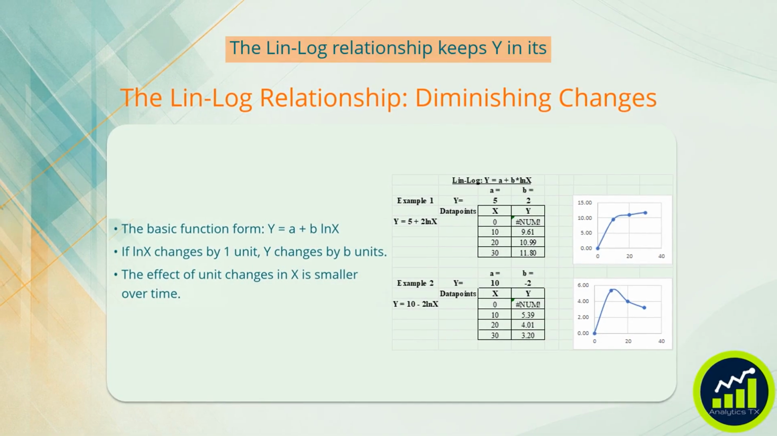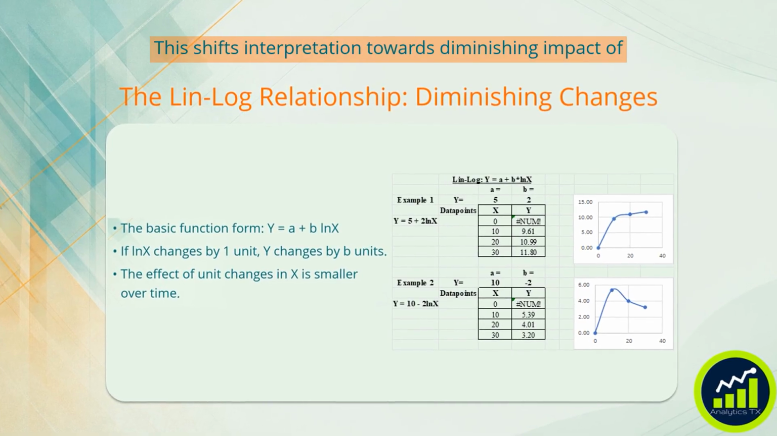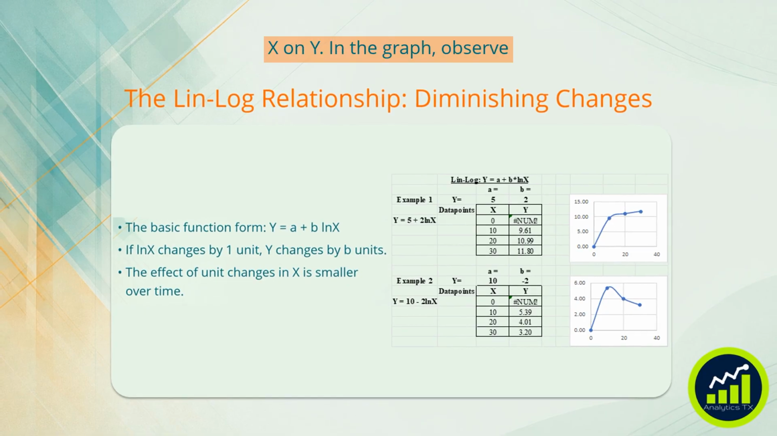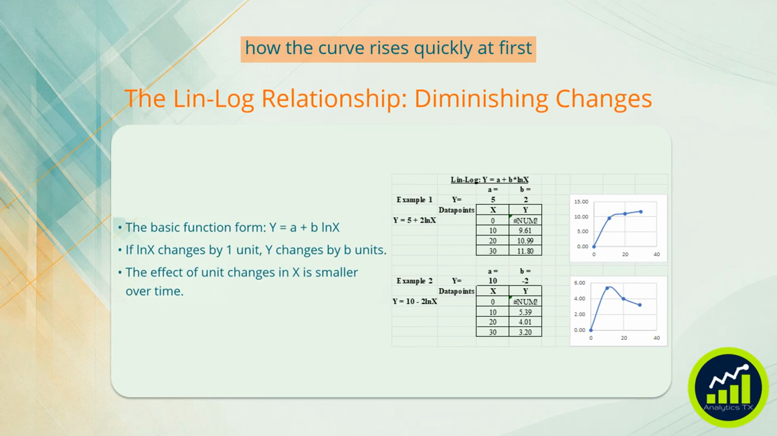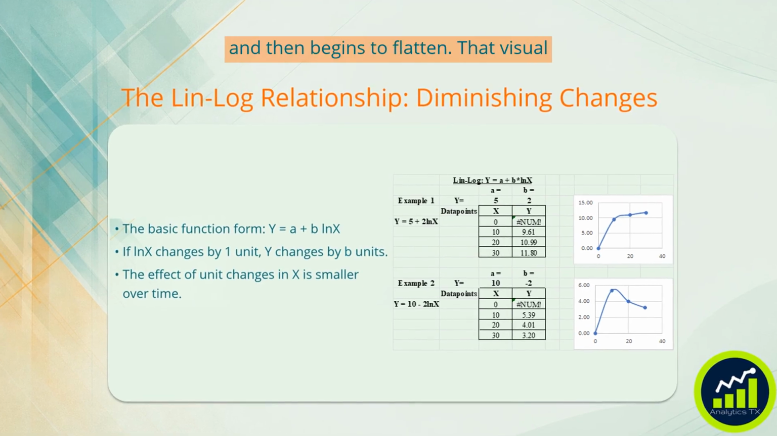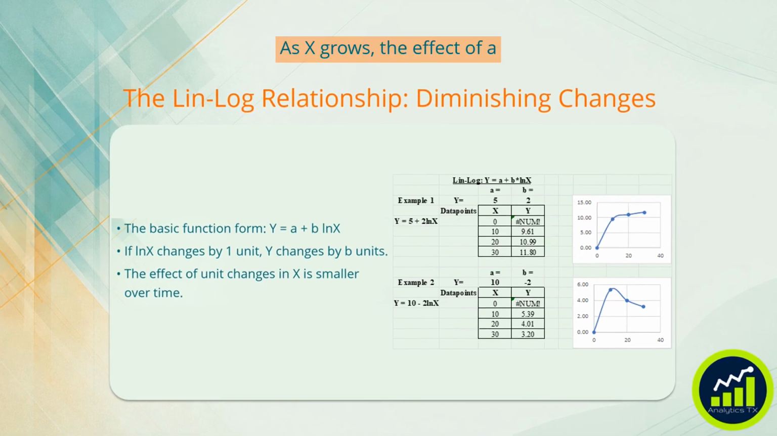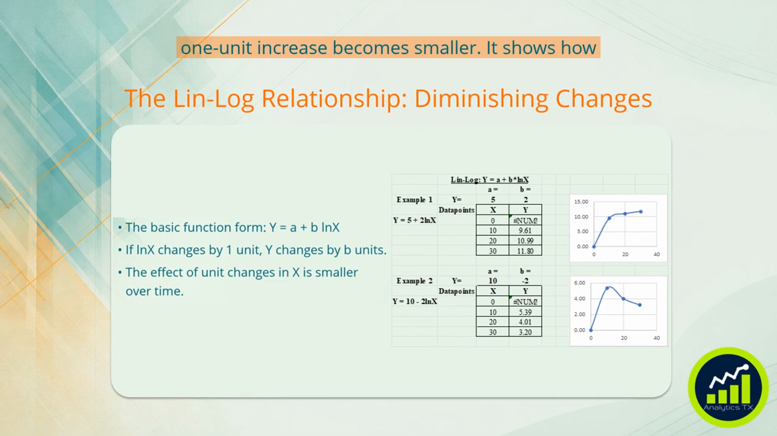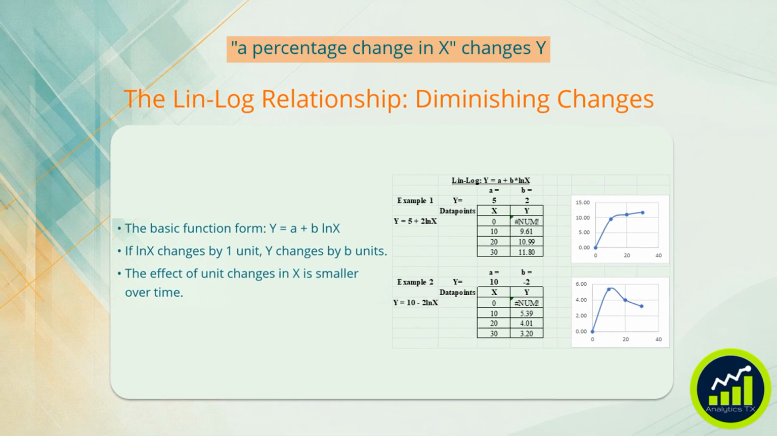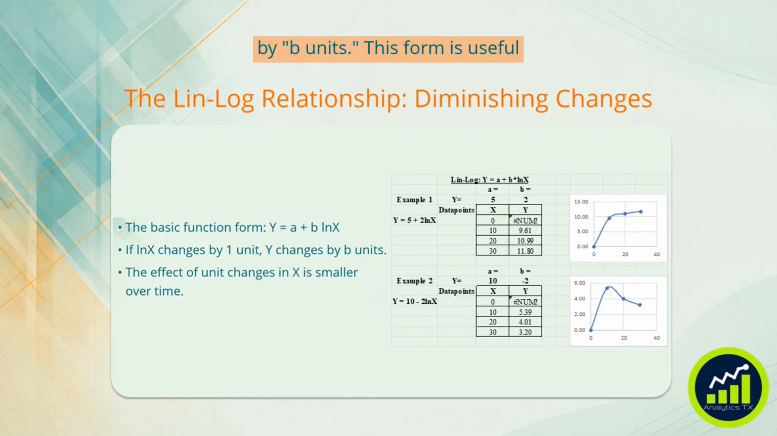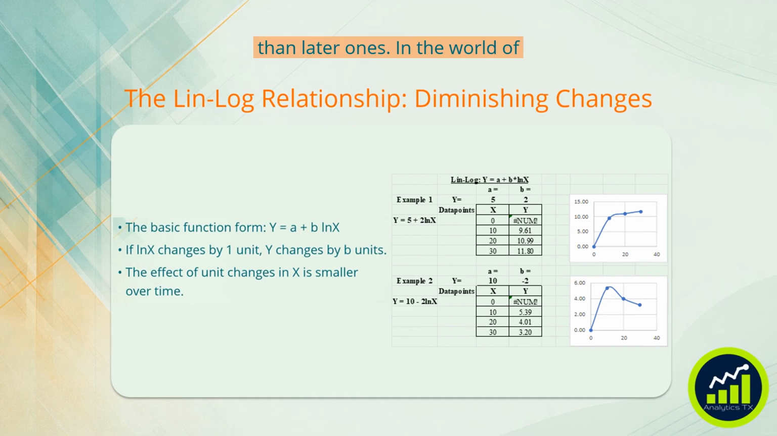The Lin-Log relationship keeps y in its original scale but transforms x using logs. This shifts interpretation towards diminishing impact of x on y. In the graph, observe how the curve rises quickly at first and then begins to flatten. That visual flattening reflects diminishing impact as x increases. As x grows, the effect of a 1 unit increase becomes smaller. It shows how a percentage change in x changes y by b units. This form is useful when the driver's early changes matter more than later ones.